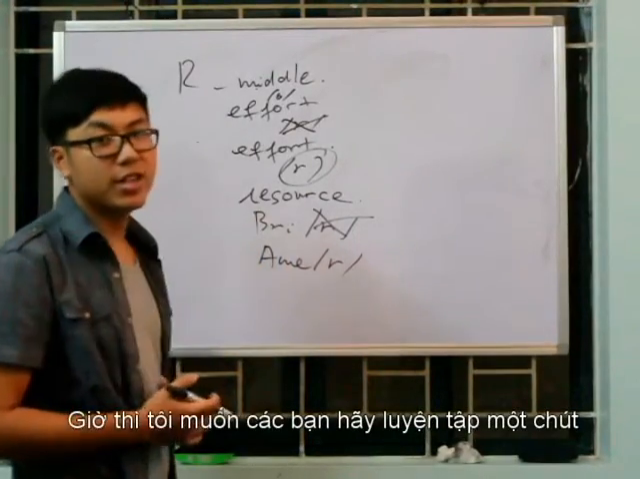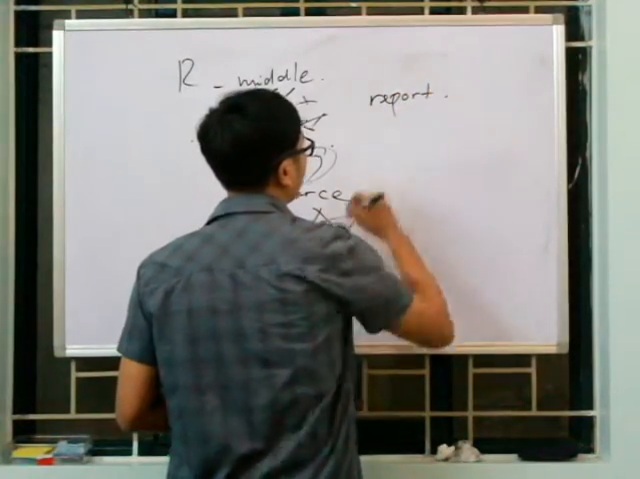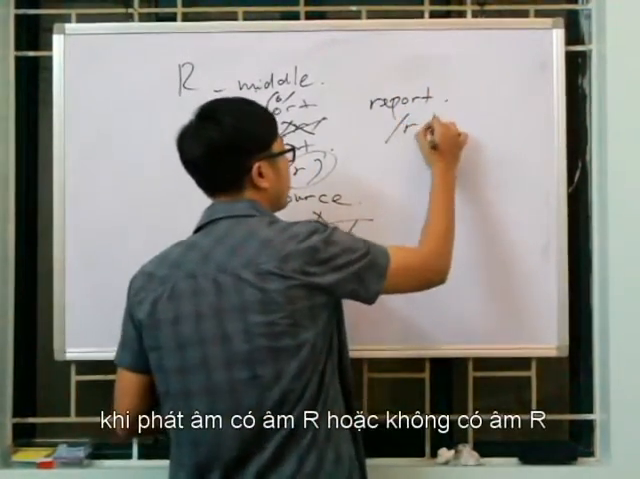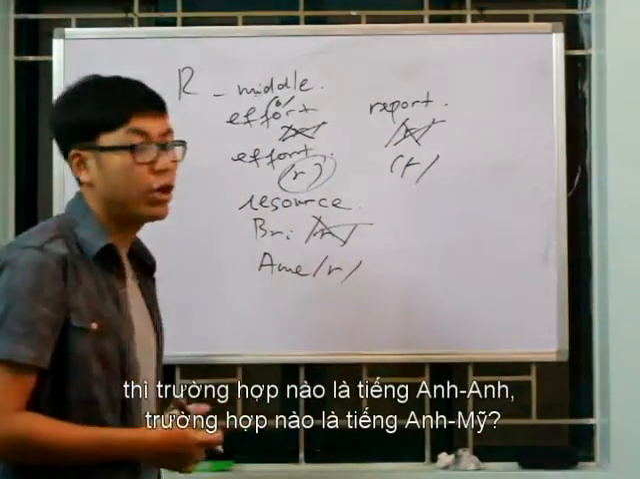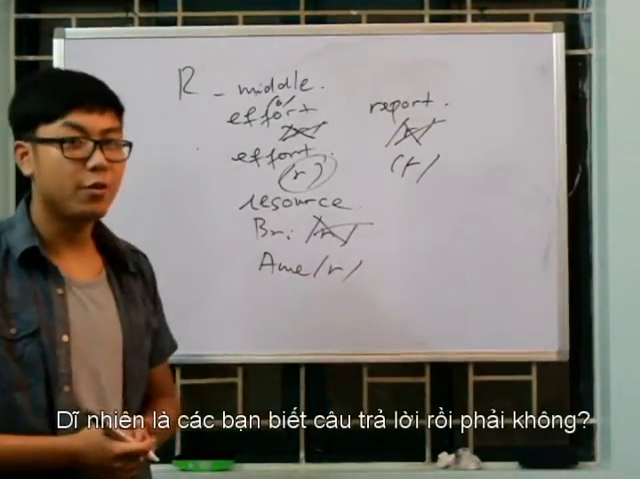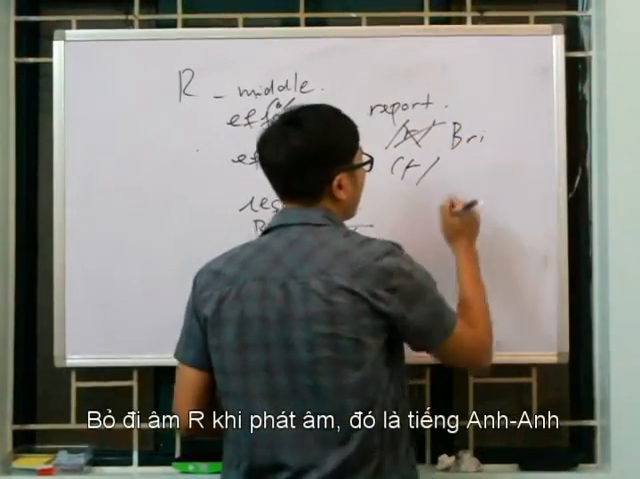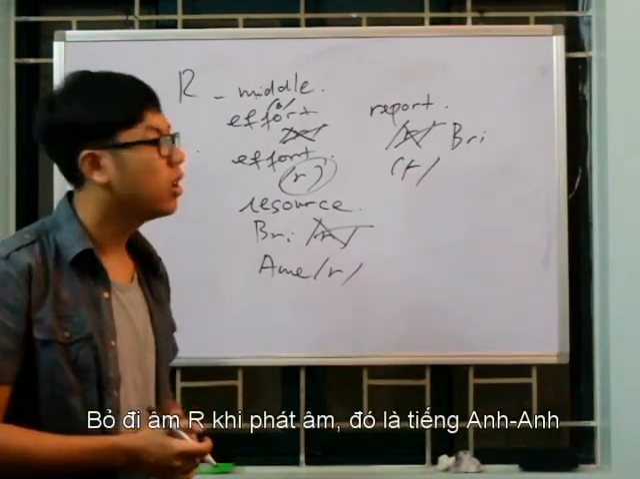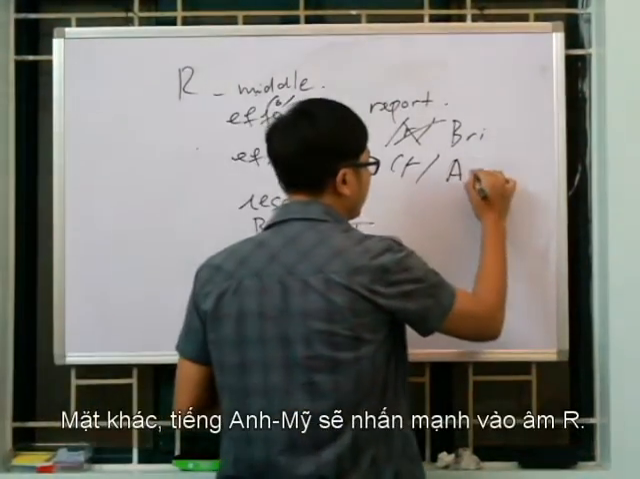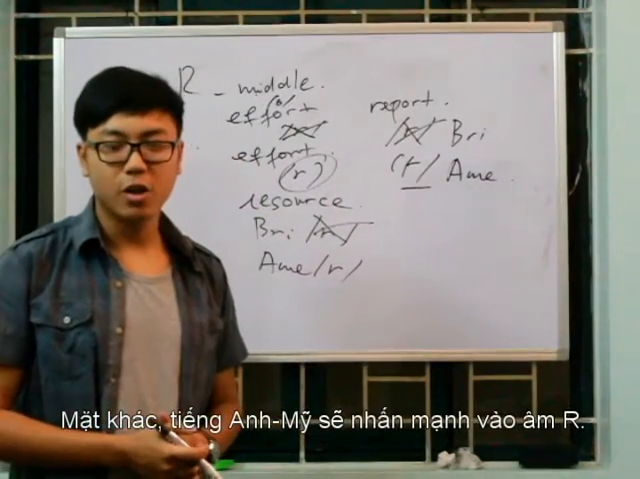Now I want you to practice a little bit with the word report. Without any R, is it British or American? Okay, of course, we know the answer. Without any R, the word is from British English. Report. With American, there's some stress here, so the word becomes report.